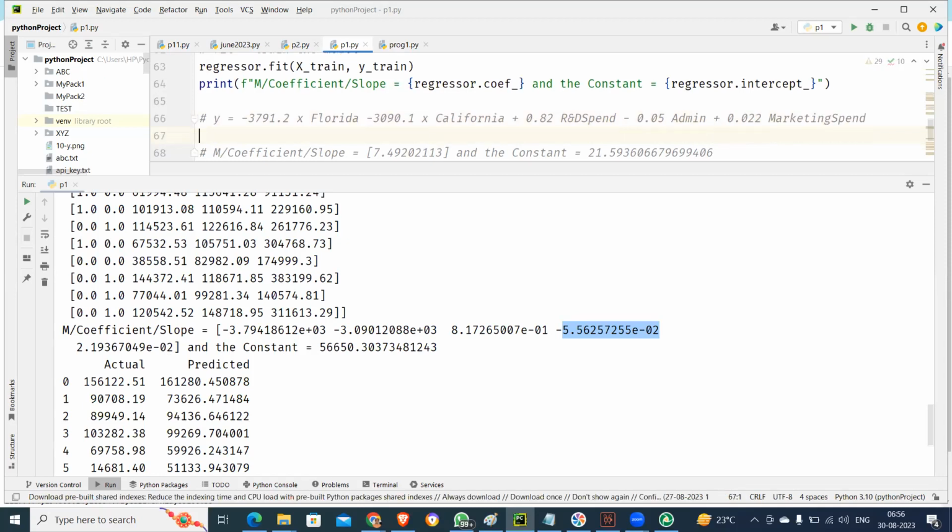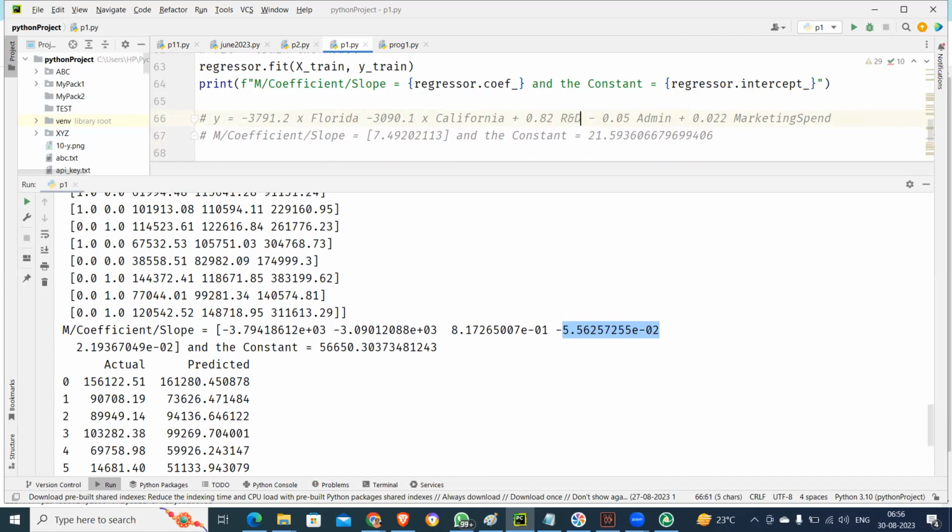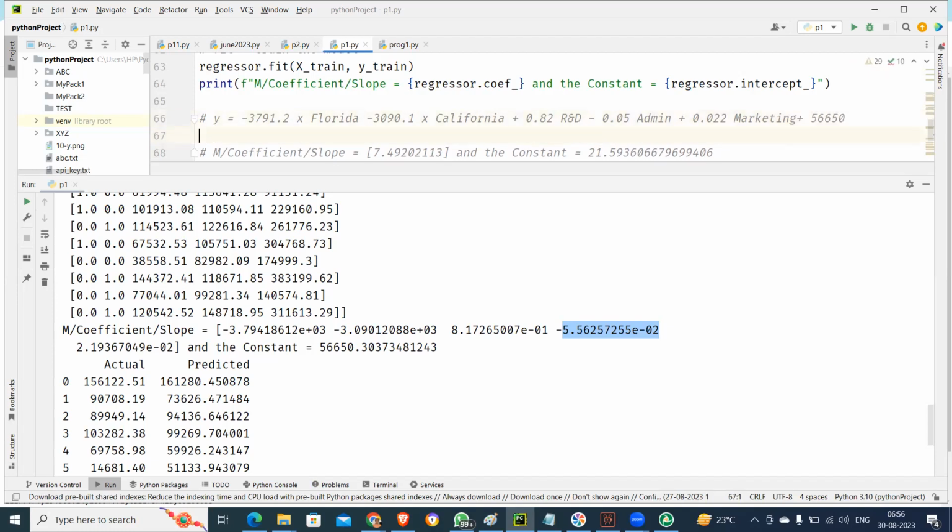Plus the coefficient. How can we forget the coefficient? So we will say plus, the coefficient is 56650. We'll put it here itself. I'll put R&D and marketing so that we can save some space here. This is the equation.